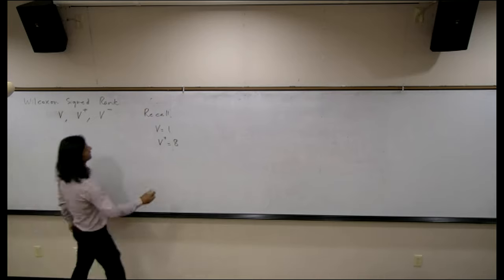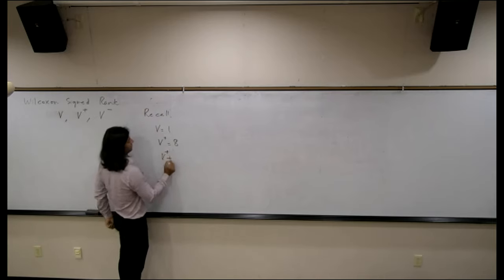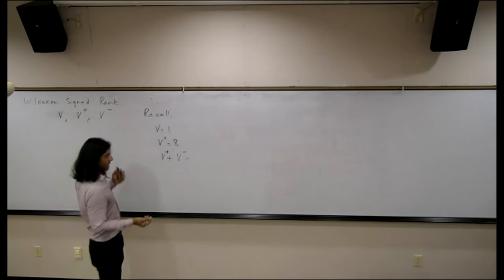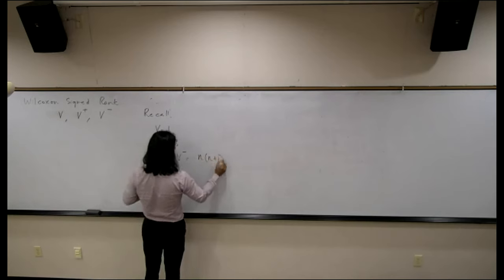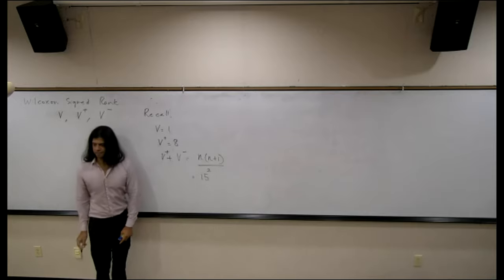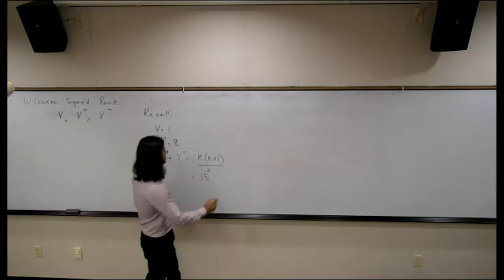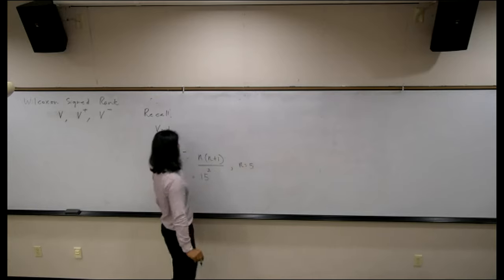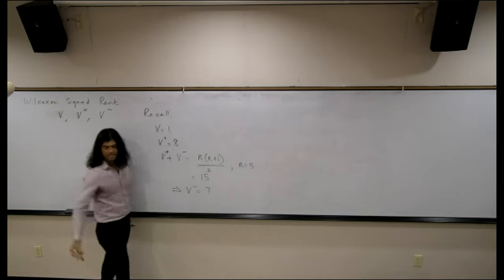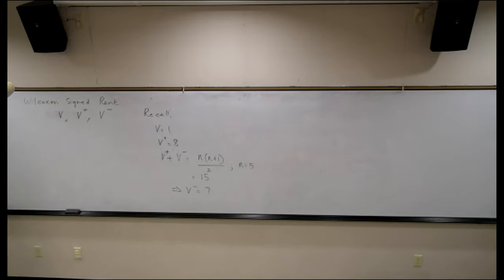Well, if you add V plus and V minus, that is the sum of all ranks, and that should equal n times n plus 1 over 2, which is 15 in our case because we used n to be 5. If you rearrange and solve for V minus, so V is 1. No, from our table, V is 1. V plus from R is 8.